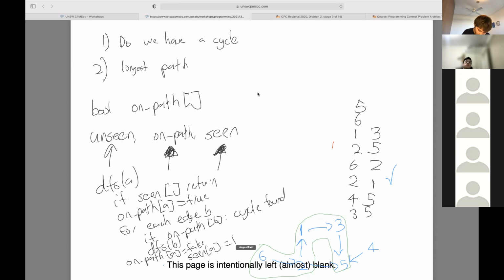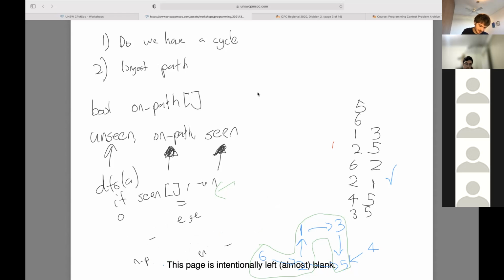So we set on path to be true when we start, and to be false at the end. When we set on path A to be false, we set seen A to be true. This DFS function, very rough code, guarantees we'll find any cycles if there are any. If there's a cycle, we output -1 and we're done. Okay, there's no cycle now.